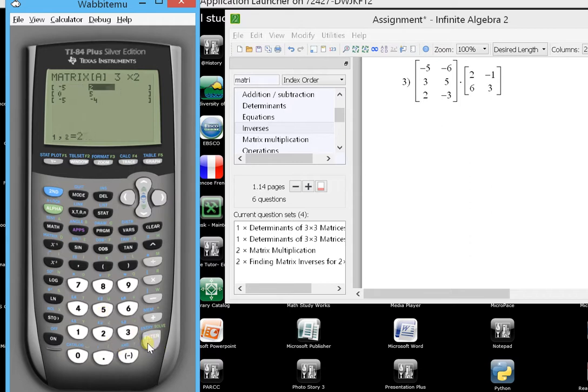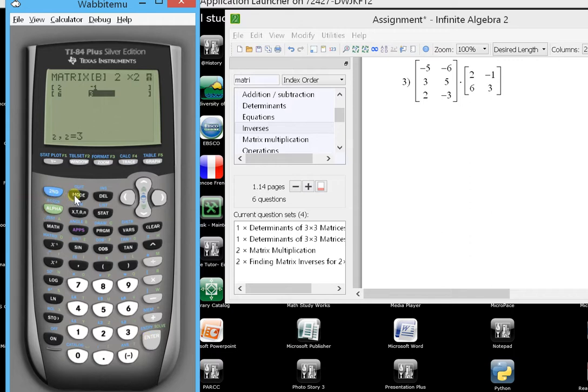-5, -6, 3 and 5, 2 and -3. Okay, that's cool. Second quit. Go back to the matrix menu, scroll over. Now I need a second matrix, so I'm going to scroll down to B. It's a 2x2. So 2, -1, 6, and 3.